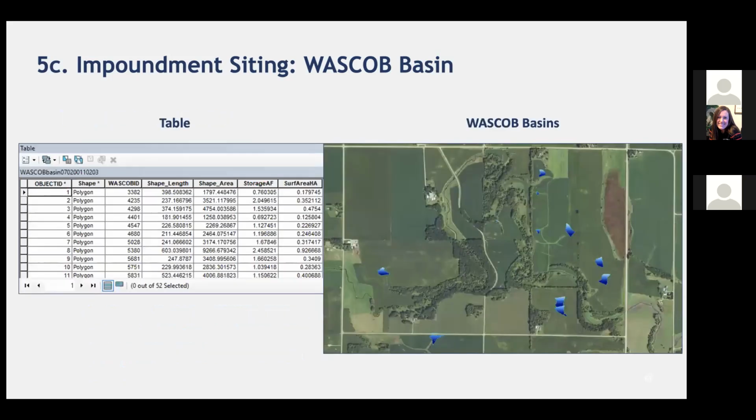And so the output from this process, you can see those WASCOB IDs. Those are associated with those same polylines that we saw in the previous step. And then you can see the storage in acre feet for each one of those WASCOB basins, as well as the surface area in hectares. So here's each one of those basins. You can see the straight line that's going to be associated with that embankment side, and then the ponding area behind that as well.